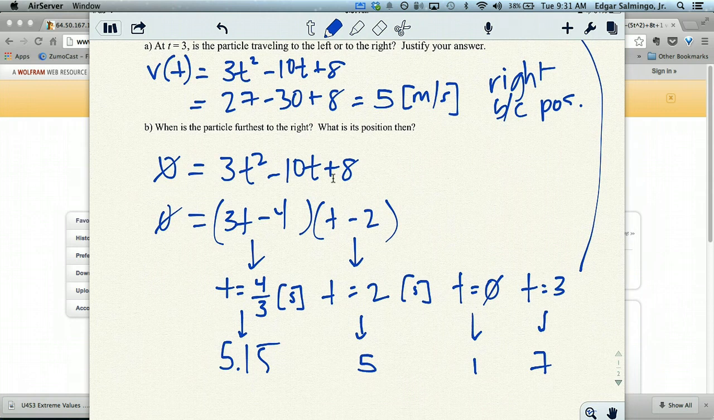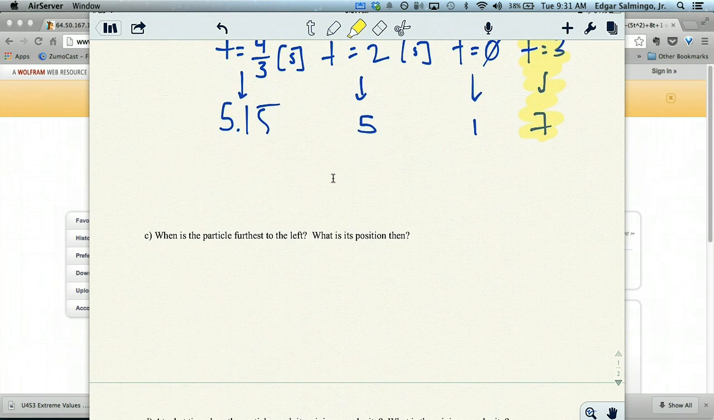So this tells me that at time equals 3, that's when I hit my furthest right, and its position then is 7. Normally you write that out, but again, for the sake of time, I'm just showing you how it looks. You would literally write out that the maximum position, or the furthest it goes right, is 7, and that occurs at time equals 3. Okay. Next question says, when's the particle furthest left?